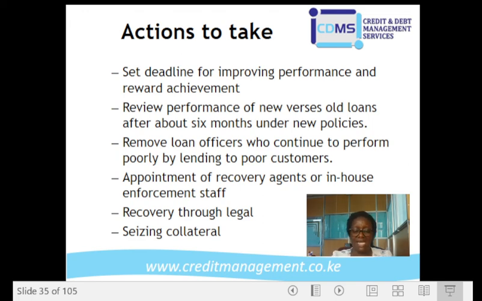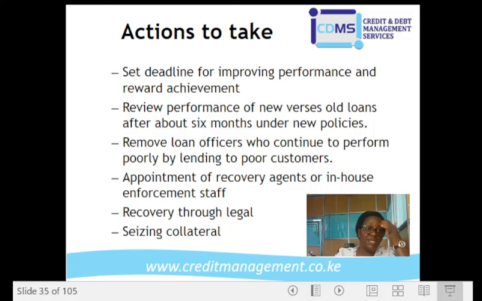You can just decide and tell customers, if you're going to pay within this period, we are going to waive this interest or these penalties. Then customers can take advantage of it and come and make the repayments. Then you can review performance of your new versus old loans after about 6 months under new policies. So you look at the new loans and the old loans after the policies you have made changes on.